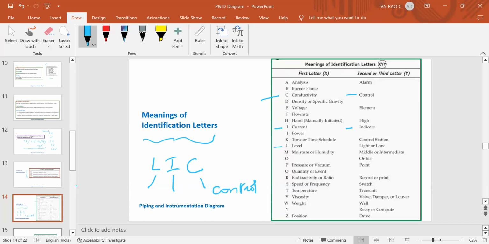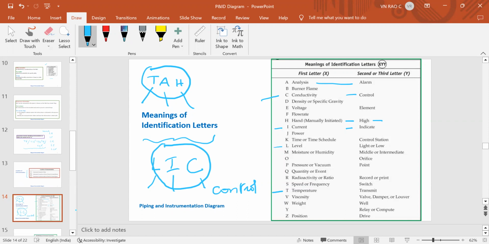Similarly, you can actually see others also. Suppose if I say TAH, first letter T indicates temperature. This is in the first letter. A is the second letter. If it is the first letter, analysis; as second letter, alarm. H is the third letter. Where is H? If it is first letter, it is hand. Third letter is high. So this shows temperature alarm high. This shows level indicating controller. So this is the meaning of the identification letters on P&ID.